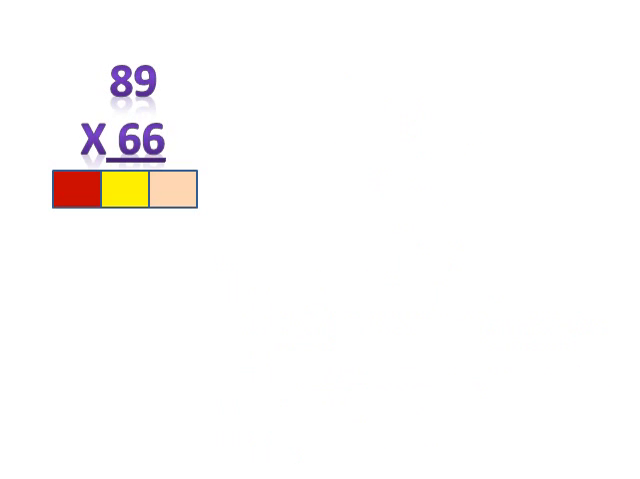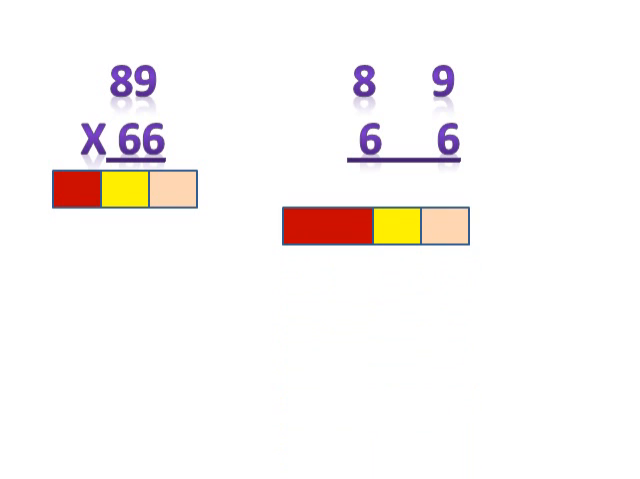Try another one. Say 89 times 66. Okay, so let's write it this way. You can try this on your own so you can actually see what's going on. Alright, so for the first one, 9 times 6. Okay, so you have 54. You write 4 and carry 5 for the yellow box.